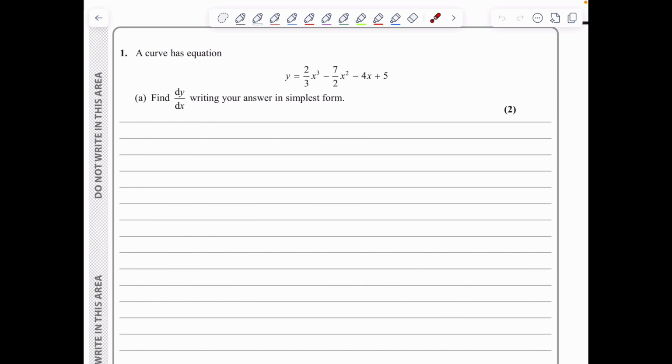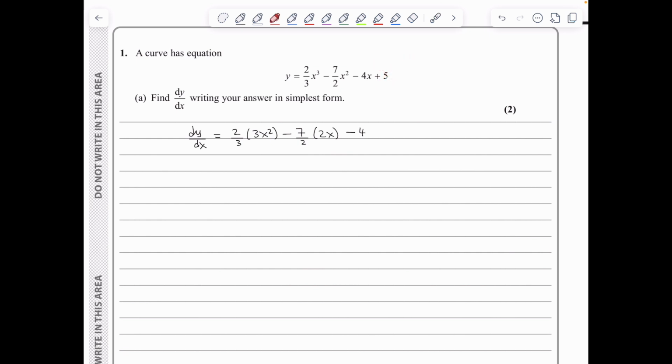In question 1, we're given the curve with this equation here, and we need to find dy/dx, writing our answer in its simplest form. Well, we know that in differentiation, we multiply by the power and we deduct 1 from the power. So we're going to get 2 over 3 times 3x squared minus 7 over 2 times 2x minus 4. The plus 5 vanishes upon differentiation.